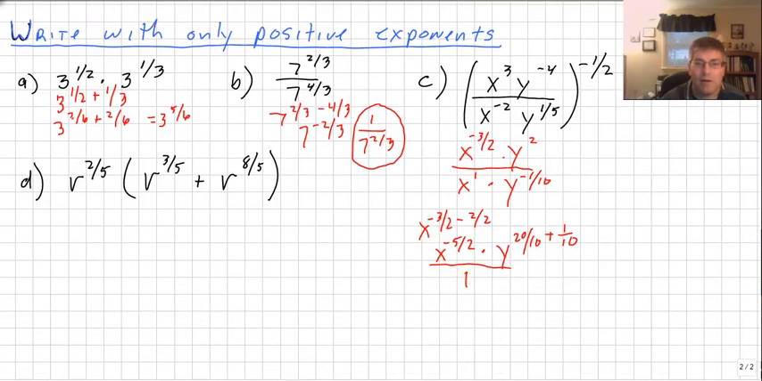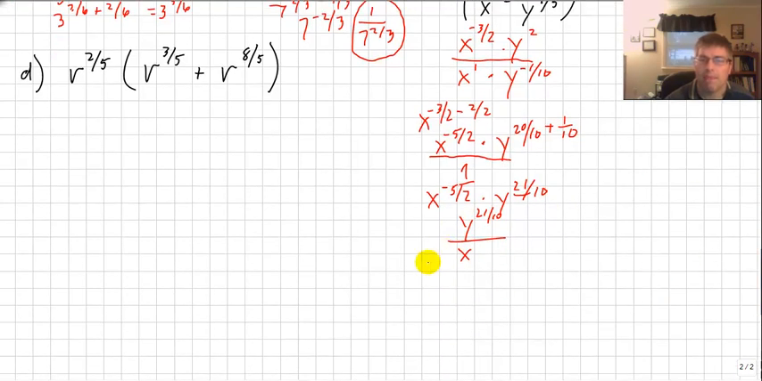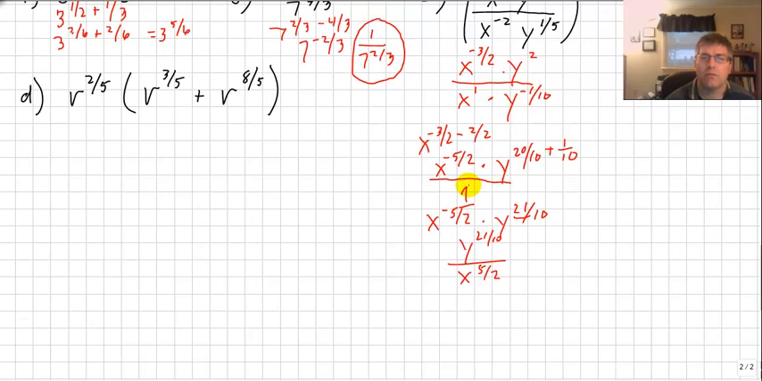So my denominator is now 1 for the moment, x to the negative 5/2 times y to the 21/10, and so I have y to the 21/10 in the numerator, all over x to the 5/2 in the denominator. That was a little bit of work. That might be tough to follow. We may have to review that one in class.